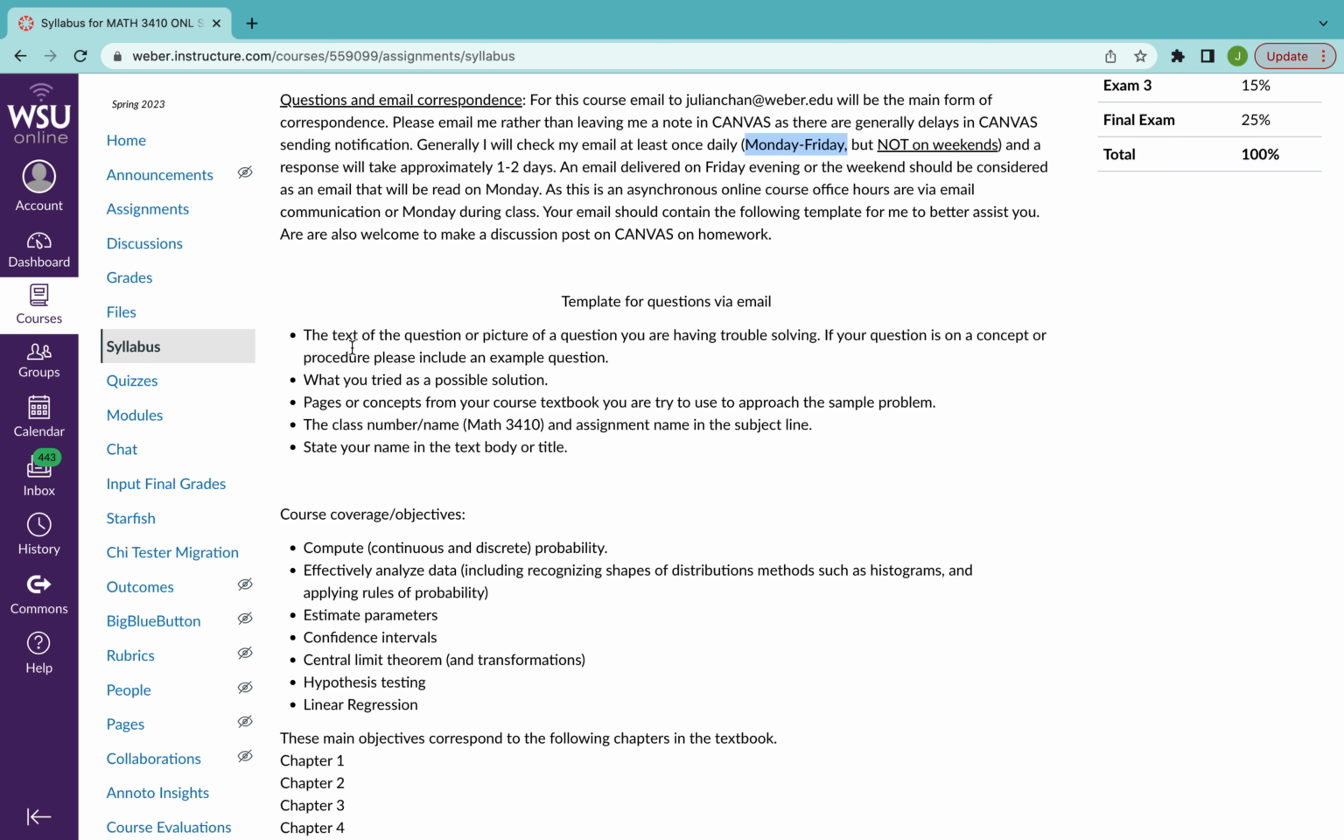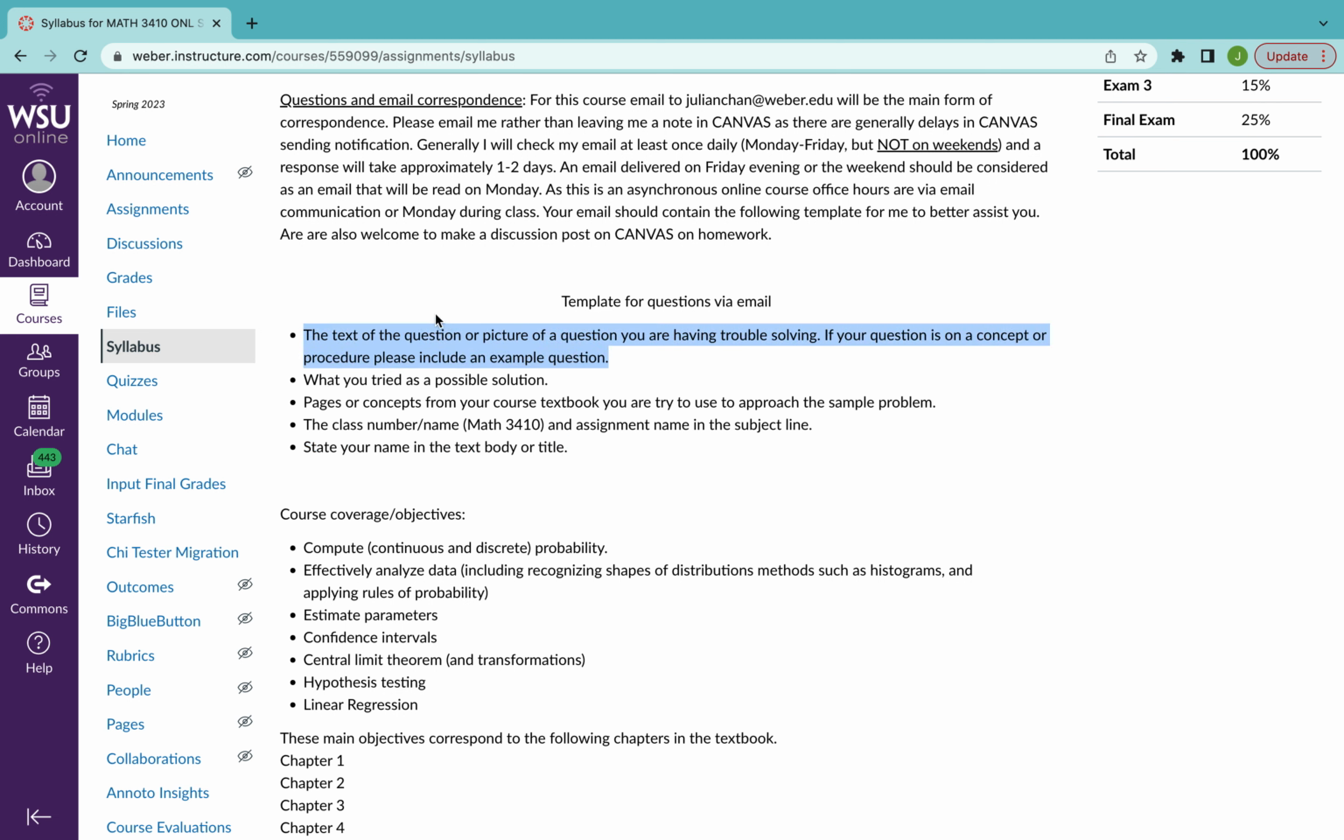Now, templates for your email question. The main thing that I ask is 2 things. Take a screenshot of the question that you're trying to solve and send it to me so I know which question it is. And be sure to state your name in the body of the text. If you can, include the course number and what you tried as a possible solution. I'm asking, or requiring, at the bare minimum, these 2.